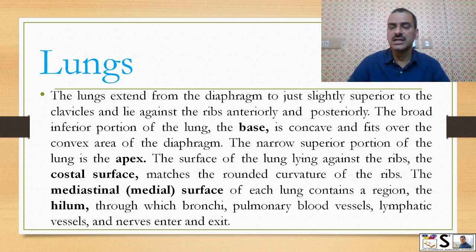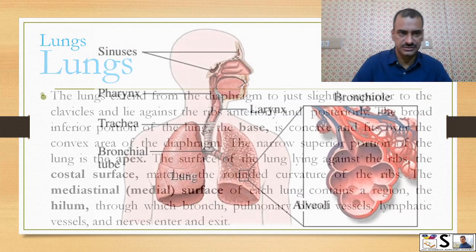The surface of the lung that lies against the ribs is known as the costal surface and matches the rounded curvature of the ribs. The mediastinal or medial surface of each lung contains an area known as the hilum, through which the bronchi, pulmonary blood vessels, lymphatic vessels and nerves enter and exit the lungs.